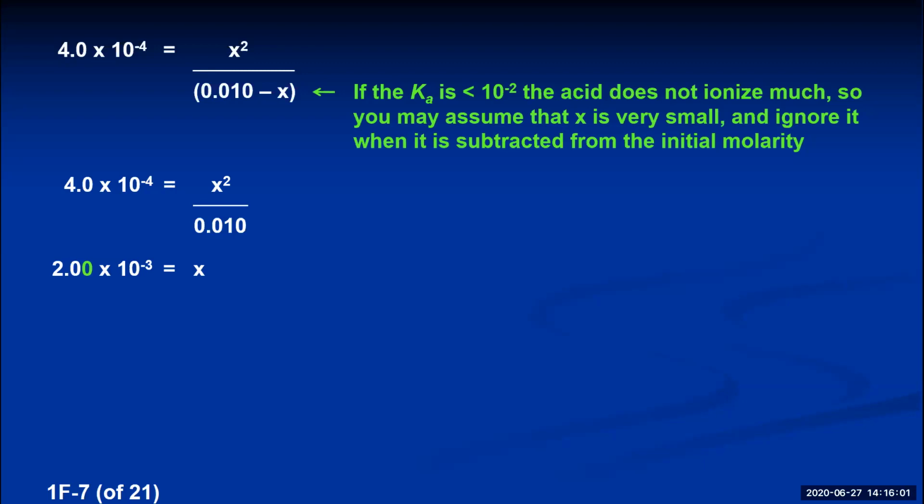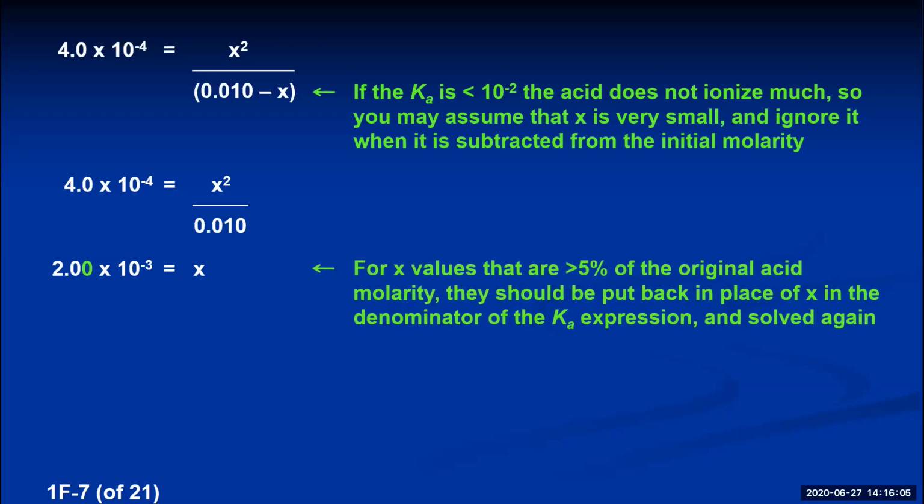If x values are greater than 5% of the original acid molarity, then that means our assumption really isn't very good, and we've got to do something else. We're going to take our value for x, the 2.0 times 10 to the minus third, place it back in the place of x in the equation at the very top of the slide, and solve for x again.